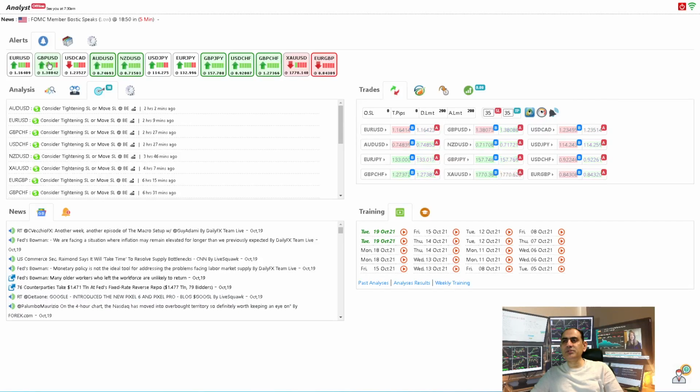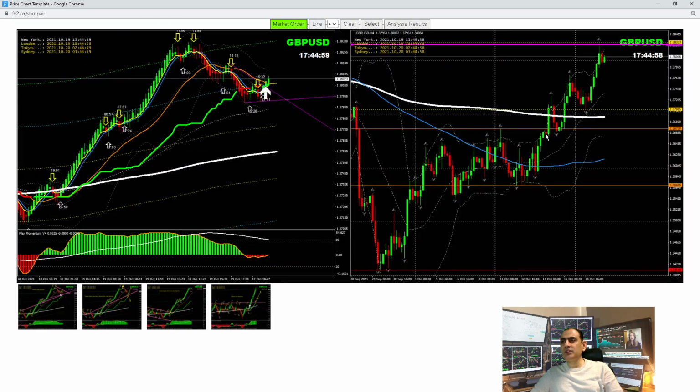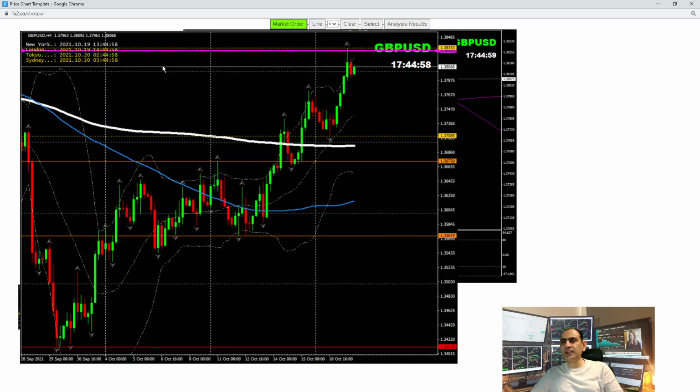Let's move into the pound dollar. If you look at the pound dollar, we had such a nice, beautiful long trade here.